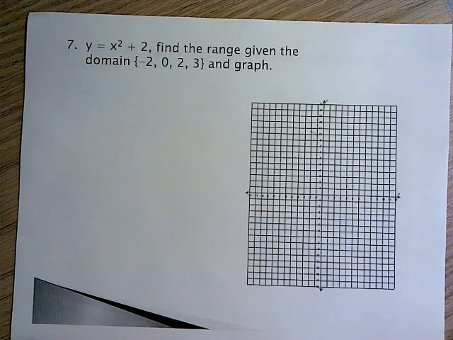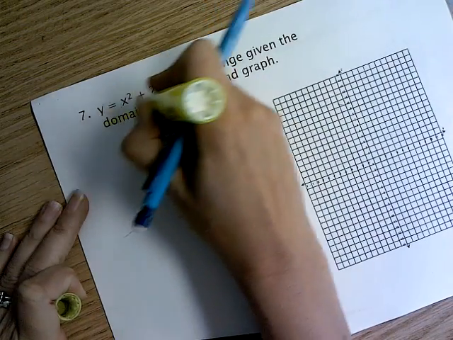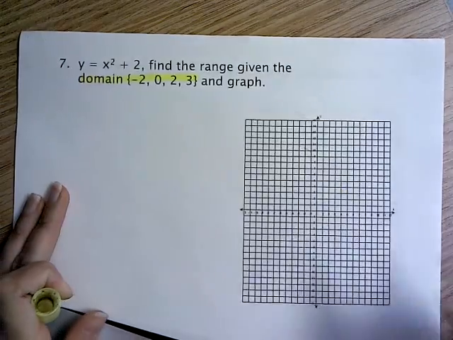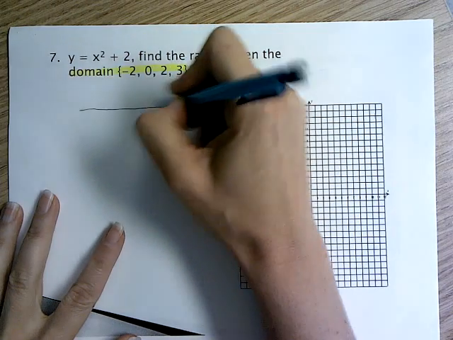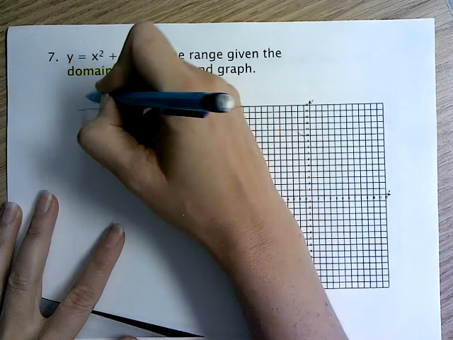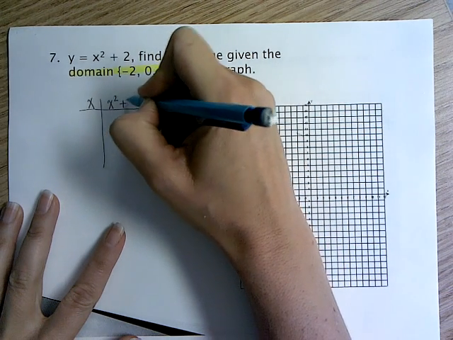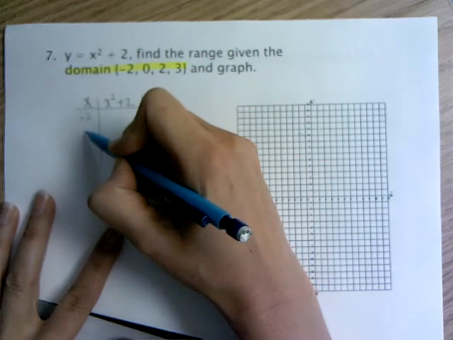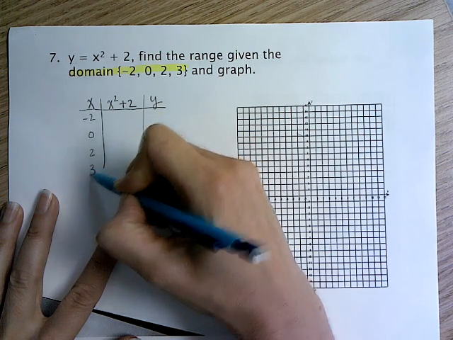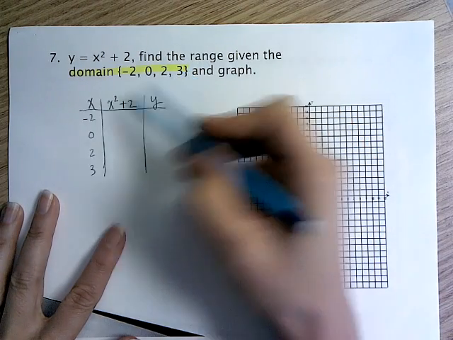All right, find the range given the domain: negative 2, 0, 2, and 3. Here we are given a domain, and that's a big deal because that means I'm only going to graph that very specific domain. So I'm just going to start by making a function table here. I have x and I have y, and my function is x squared plus 2. It says that my domain is negative 2, 0, 2, and 3. That's my x values. Now I'm just going to substitute.